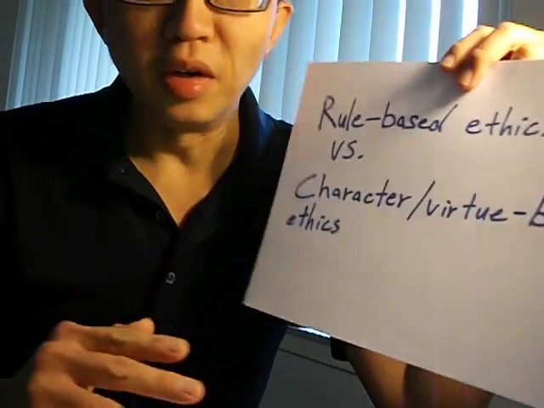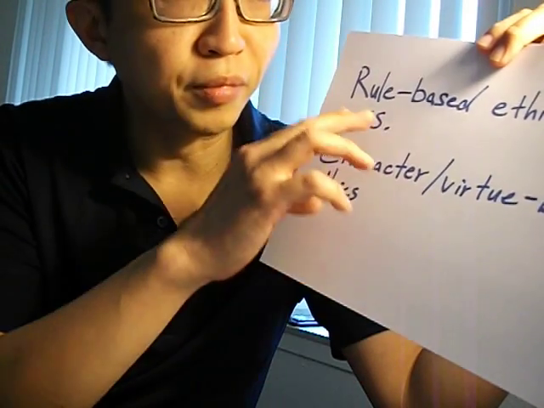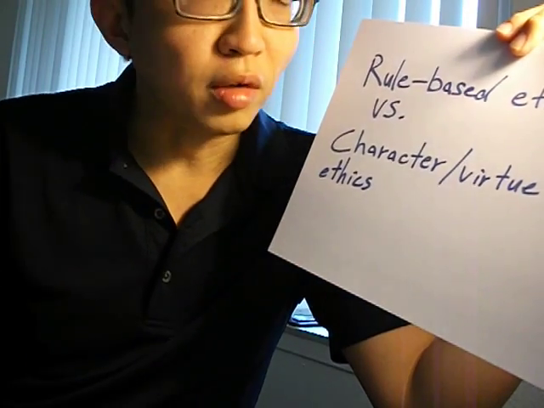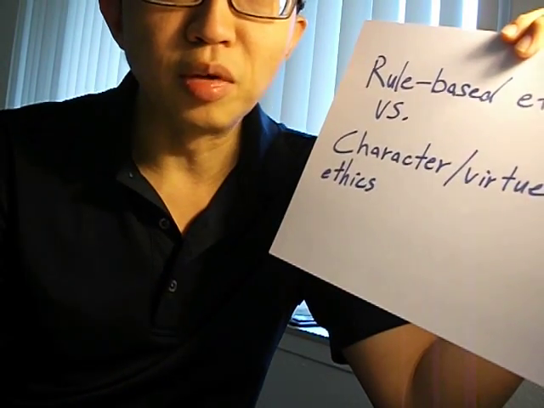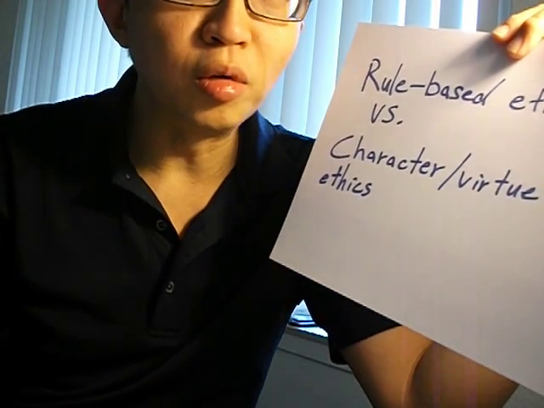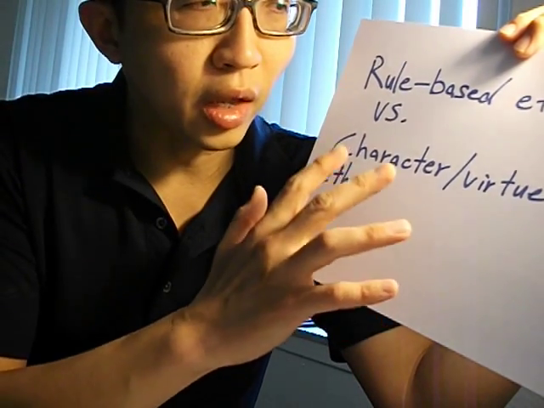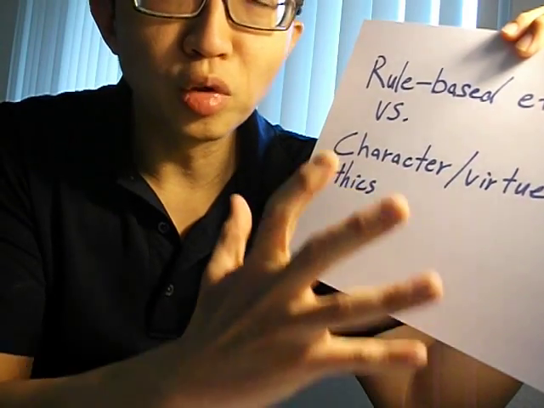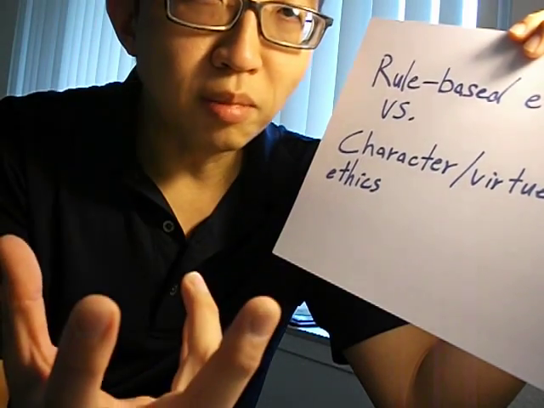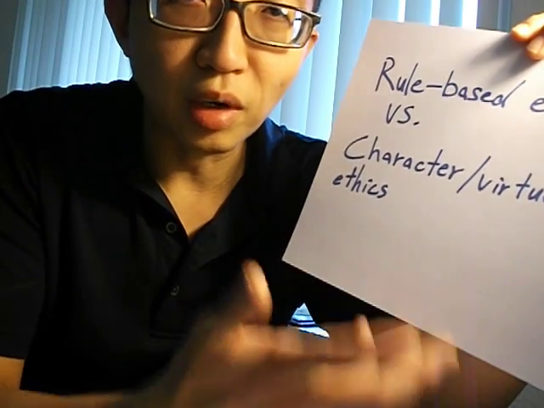So broadly speaking, ethics can be divided into two kinds of ethical theories. There is rule-based ethics and there is character or virtue-based ethics. Now, rule-based ethics, as the name suggests, are ethical systems that focus on rules telling you what is the right thing to do. Whereas character-based ethics are ethical systems that focus not so much on telling you what is the right thing to do, but on telling you what kind of person you should become or what kind of qualities or virtues you should cultivate in order to be a good person and to live a good life.